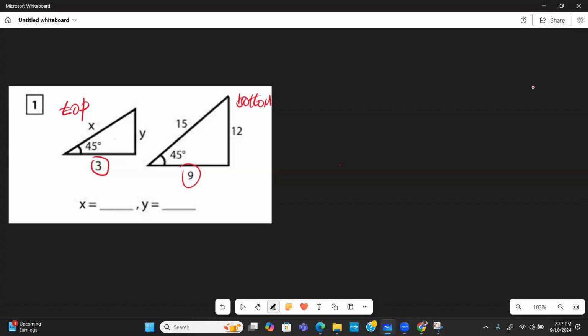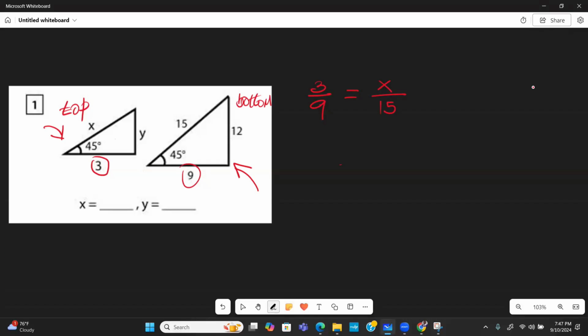For example, 3 over 9 is equal to X over 15. So what am I referring to? I'm referring to the fact that from this triangle here, I'm going to put the sides at the top, and from this one, I put the sides at the bottom. But I'm making sure that I'm using pairs of corresponding sides.